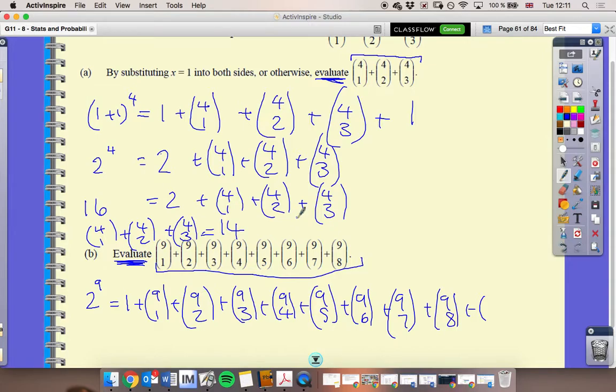Wait, I don't understand why. How can you just put the 1 at the front and at the end? Isn't 9 choose 1 1 as well? No. 9 choose 1 is 9. 9 choose 1 means if you've got 9 objects, how many different ways are there of choosing one of them? We could pick each object, so there's 9 ways. Same with 9 choose 8, how many ways are there of picking 8 of them?